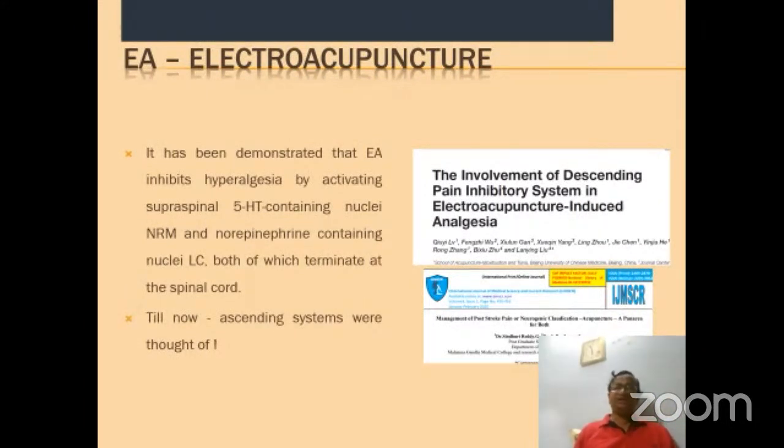Electroacupuncture. It has been demonstrated that electroacupuncture, which we thought was gate control theory, has some action on nucleus raphe magnus, 5-HT serotonin, and also on locus coeruleus as descending systems. Previously it was thought to be only ascending systems. This is our article, post-stroke pain with acupuncture.